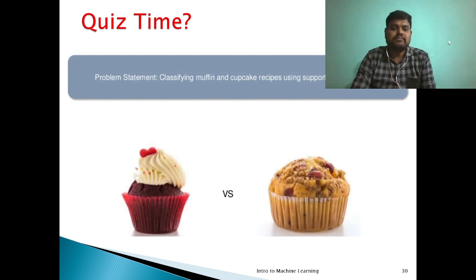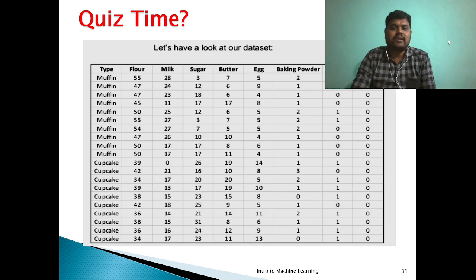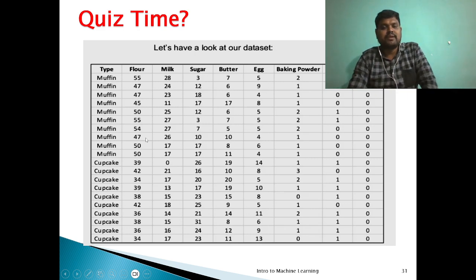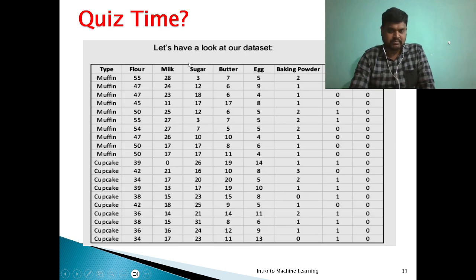So you can have a look at this data set, right? The top of the data set defines the characteristics of muffin. The bottom of the data set defines the characteristics or attributes of cupcake, right? If you look carefully at the attributes, that is columns, there are a few unique characteristics or attributes. For example, if you look at the first one, flour and sugar values, right?